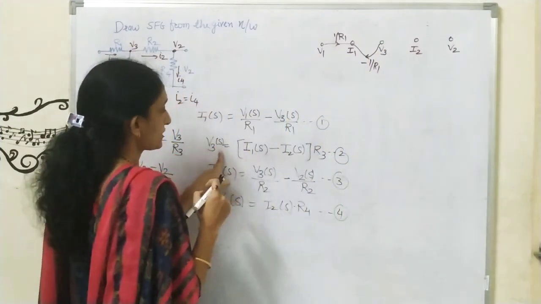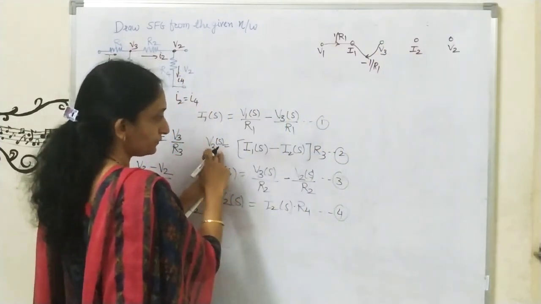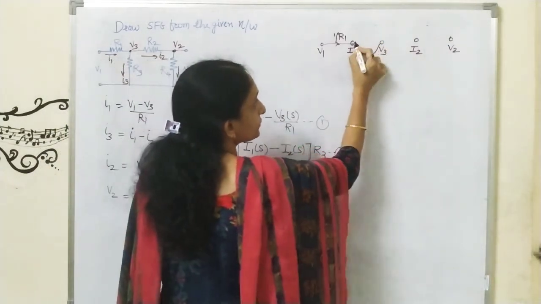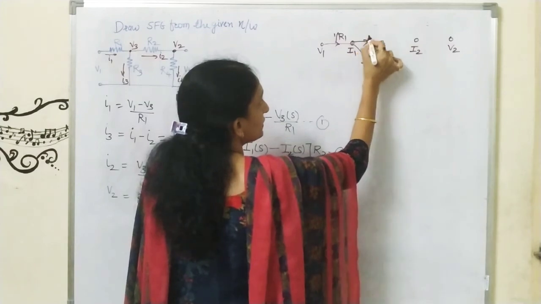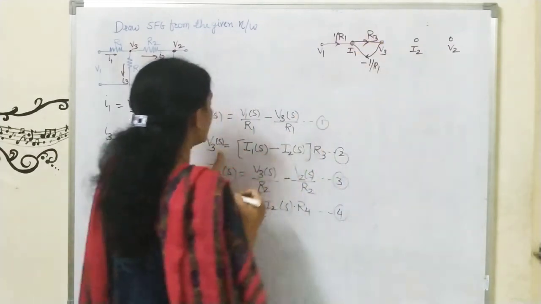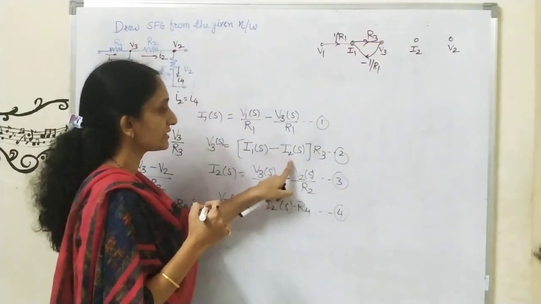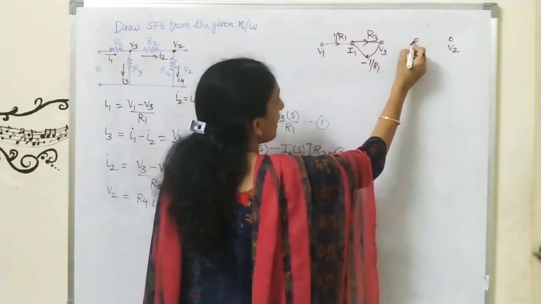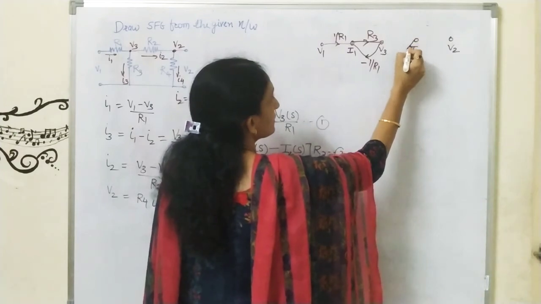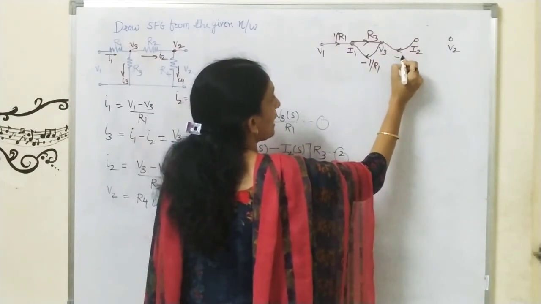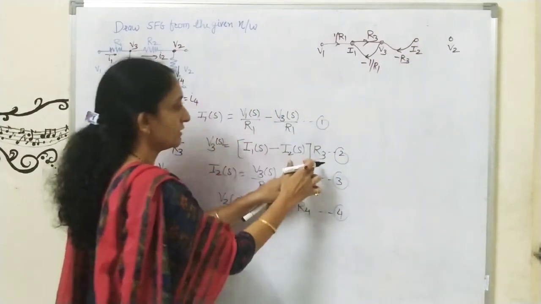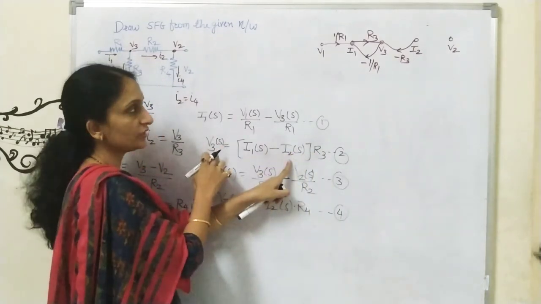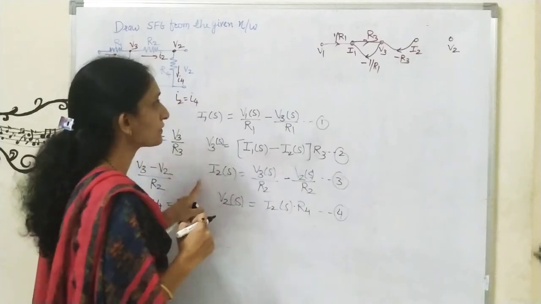Now next, V3 is equal to R3 into I1, minus R3 into I2. So V3 is equal to minus R3 into I2. Look at this. Minus R3 into I2 is equal to V3. So we have completed equation number 2.